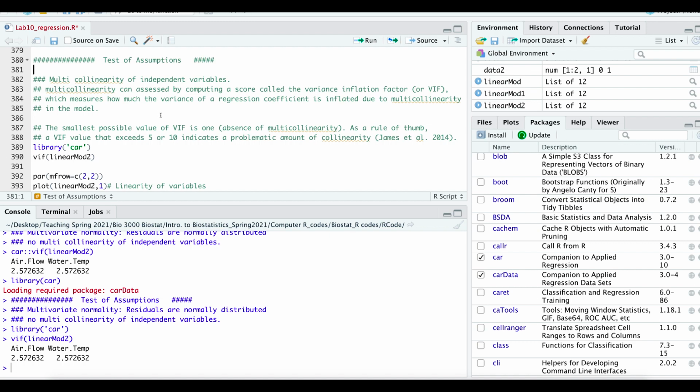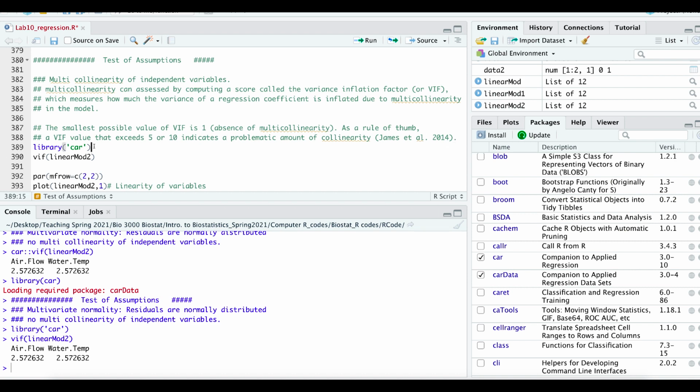Multicollinearity can be assessed by computing a score called the variance inflation factor, or VIF. For each of the variables you find the VIF. I'm not going into the detail of that. It measures how much the variance of a regression coefficient is inflated due to multicollinearity in the model. The smallest possible value of VIF is 1. If you get a VIF close to 1, then there is no multicollinearity. As a rule of thumb, a VIF value that exceeds 5 or 10 indicates a problematic amount of collinearity. That's how we measure no multicollinearity.